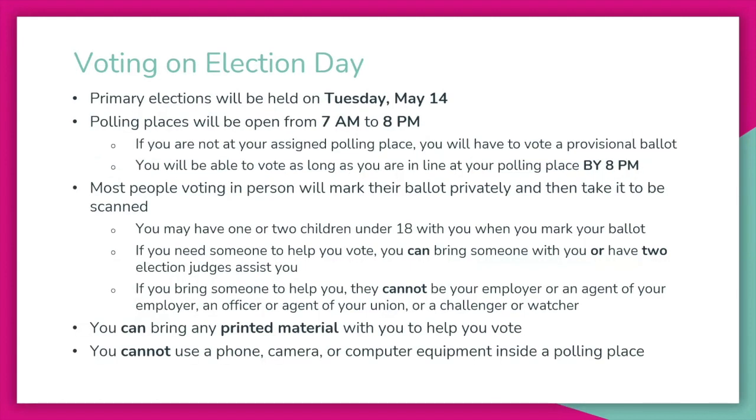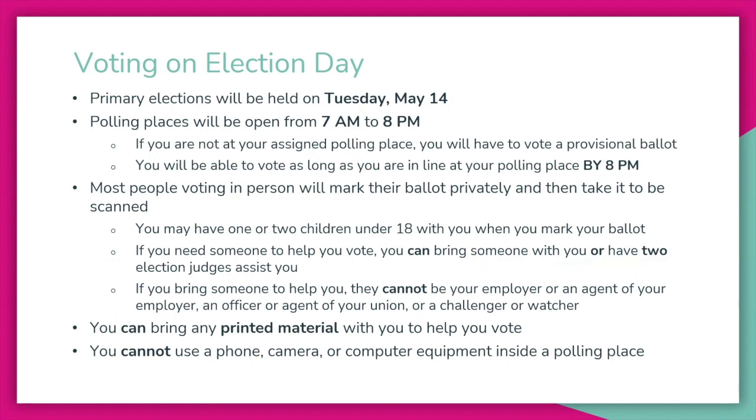Primary elections will be held on Tuesday, May 14th, 2024. Polling places will be open from 7 a.m. to 8 p.m. If you go to a polling place different from the one that you are assigned, you must vote a provisional ballot so the Board of Elections can determine which electoral races you are eligible to vote in based on the district that you live in. You will be able to vote as long as you are in line at your polling place by 8 p.m., even if it is after 8 by the time you cast your ballot.